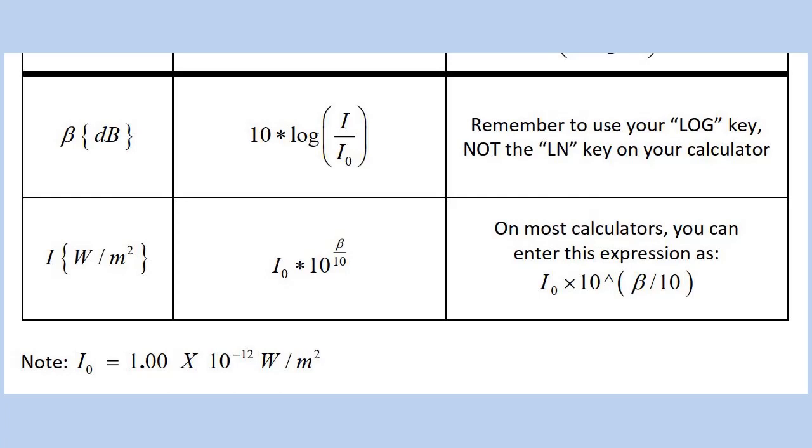Notice here what we're doing is we're taking 10 to the power of beta divided by 10. On most calculators, you can carry out this calculation in the following manner. Enter the value for I sub naught. Hit your times key, enter 10, hit the caret key, which is the power key on your calculator, hit the parentheses key, enter the beta value, hit the divide key, enter 10, close parentheses. Hit equal or enter, and that will be your answer.